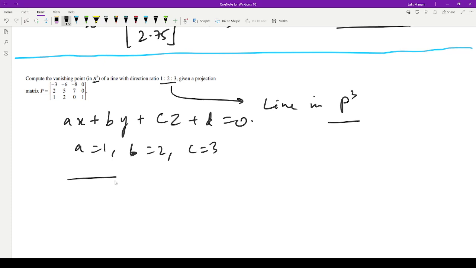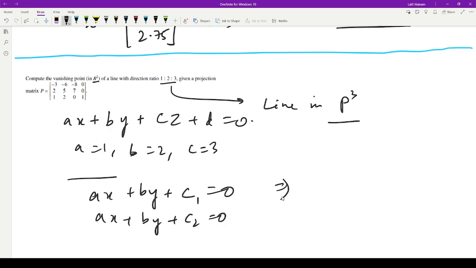How does it look in 2D? ax plus by plus c1 equals 0, and ax plus by plus c2 equals 0. If we write it in homogeneous coordinates, (a, b, c1) and (a, b, c2). So we need a point x such that it's 0, right?